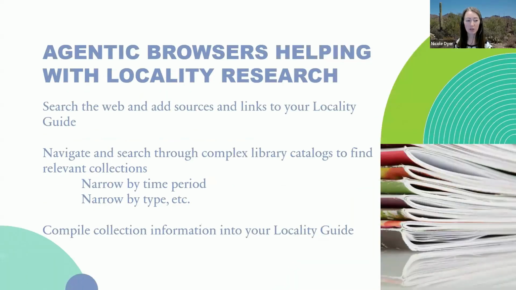So, how can this help us with our locality research? Well, it can search the web and add sources and links to your locality guide for you. It can help you navigate and search through complex library catalogs to find relevant collections. Maybe you want to search through that catalog for everything in a certain time period, or everything of three different source types, tax, deeds, and probate, or whatever it is you're looking for. Then, after it goes through those searches, it can compile the collection information into your locality guide, including a description of that collection and a link to it.